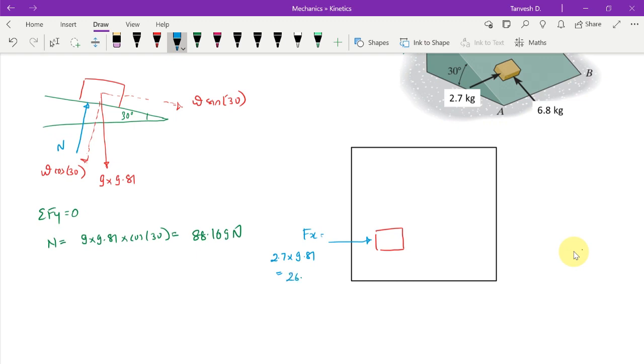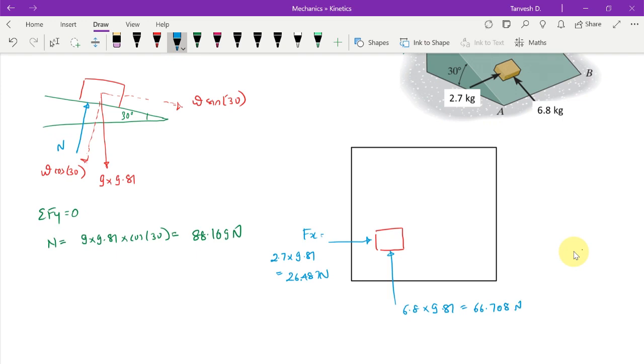26.487 newtons, and there is a force which is acting this way. It is 6.8 into 9.81, which is equal to 66.708. Fine, so we get our forces in terms of newtons.